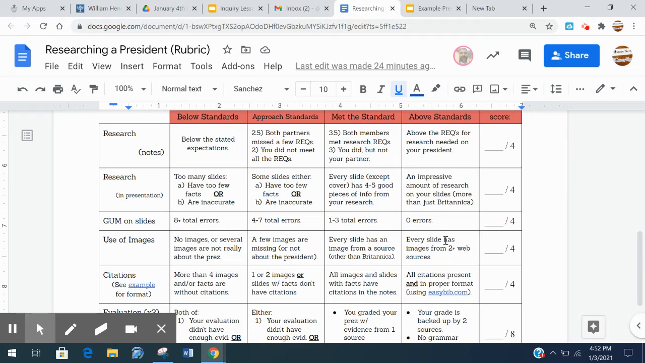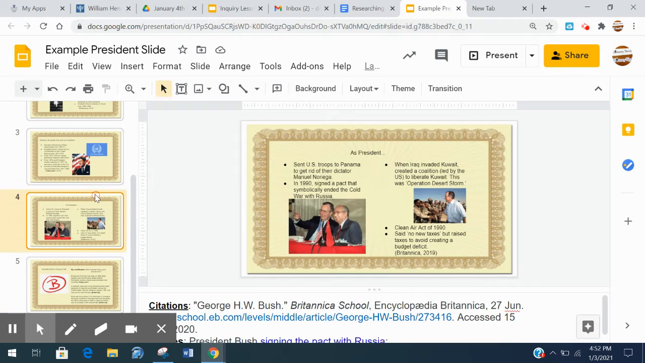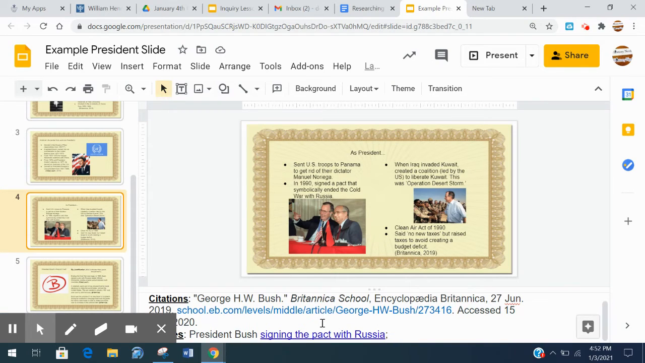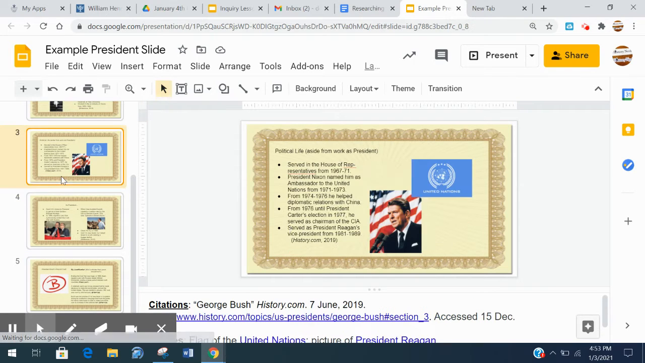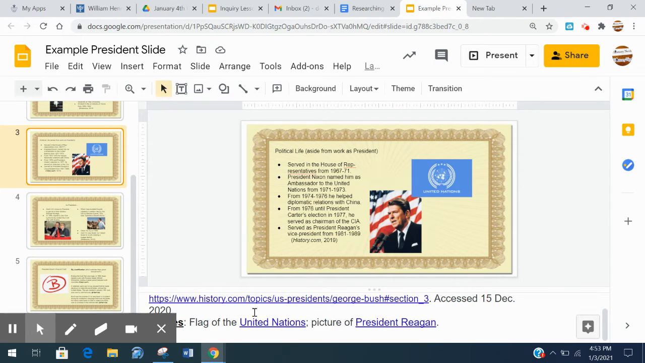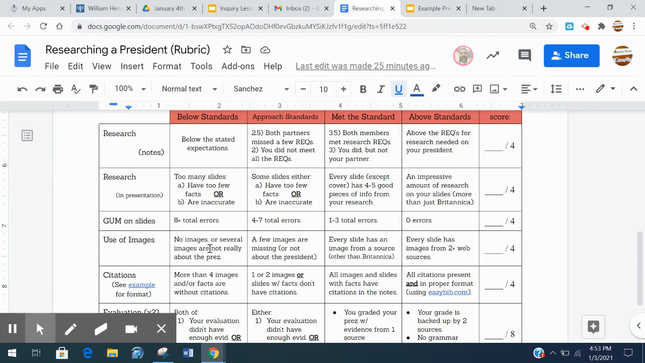The use of images. So every slide has images from 2 web sources. So if I look on my things, I have 2 images there, and I have also some citations for the pictures themselves. You just can't see both of them the way that I'm presenting right now. So I have links to both of these that I could click to go find. Let's see if I can go to this one. So I have Flag of the United Nations. Here's the link. Flag of President Reagan. Here's the link. So I provide the citations there for that.